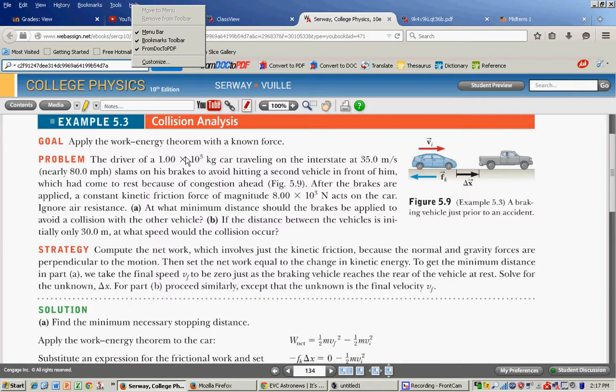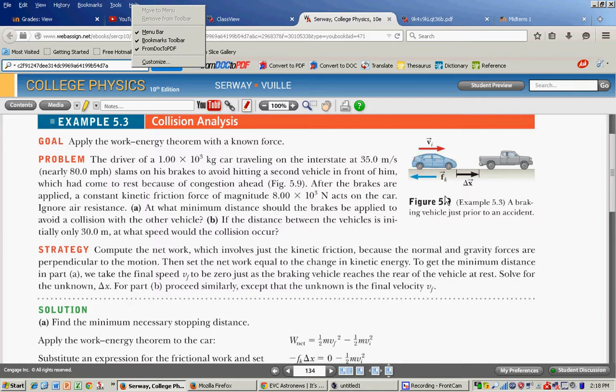Here is an example. You have a driver with a car that has a given mass and is traveling with a velocity of 35 meters per second, and pressing the brake to avoid hitting a truck that is ahead of it. After the brakes are applied, a constant kinetic friction force of given magnitude acts on the car. So when you press the brake, now you have this blue arrow here. This is to indicate the kinetic friction.